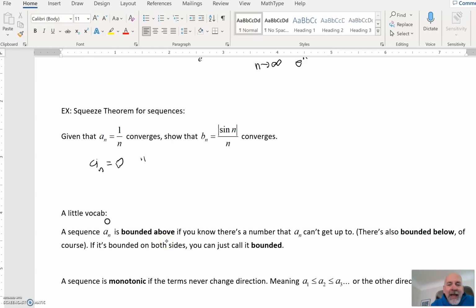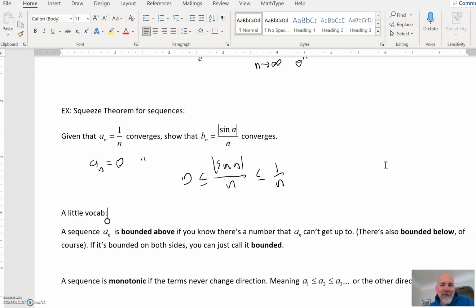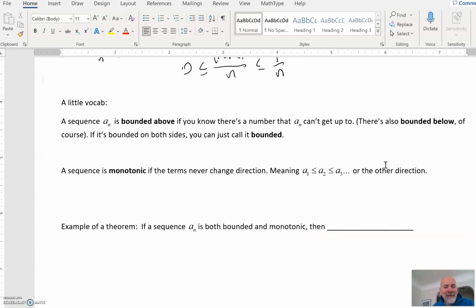And so this thing has to converge because the absolute value of sine n, just to take care of any negative worries, over n is always between 0 and 1 over n, because sine n is always going to be like a decimal, or at most 1. And so therefore sine n over n has to converge also. And just a little calculus moment there, just a chance to review the idea of the squeeze theorem.